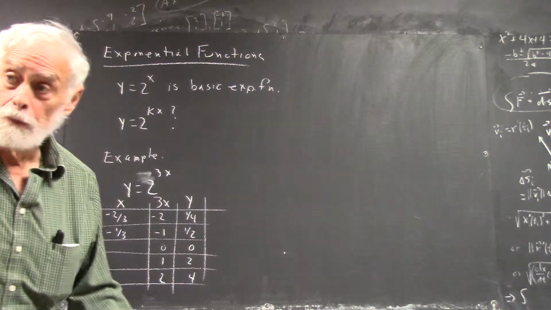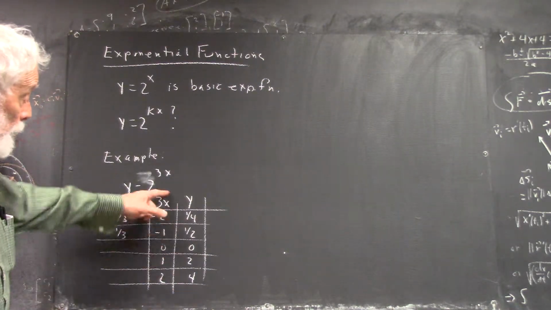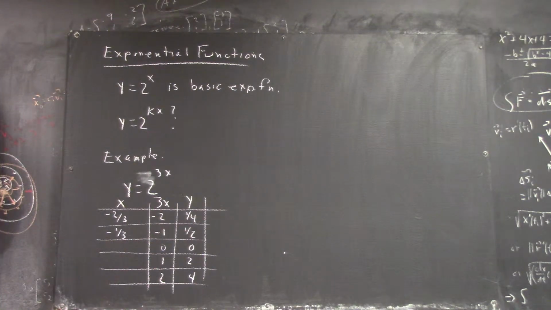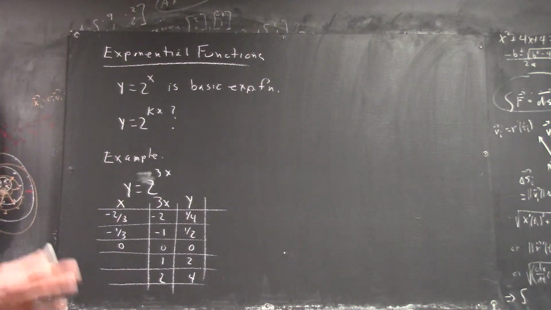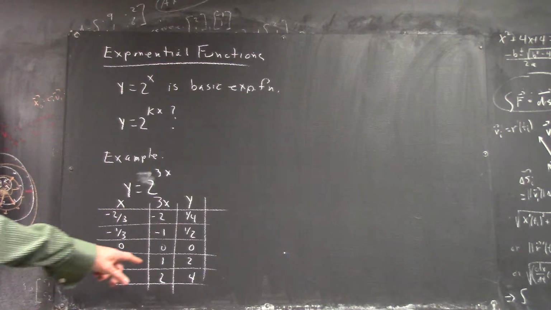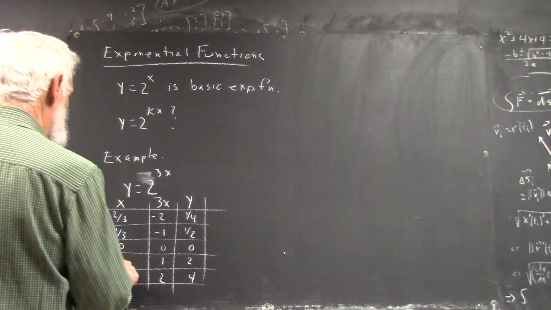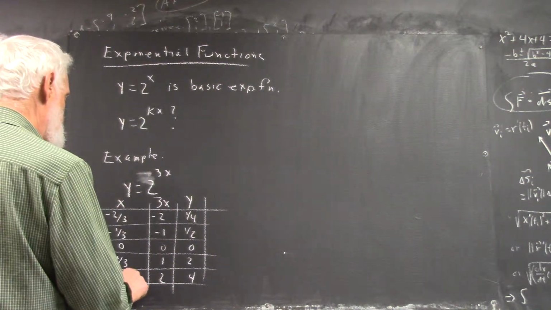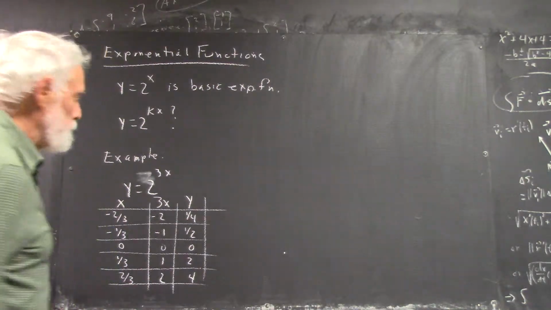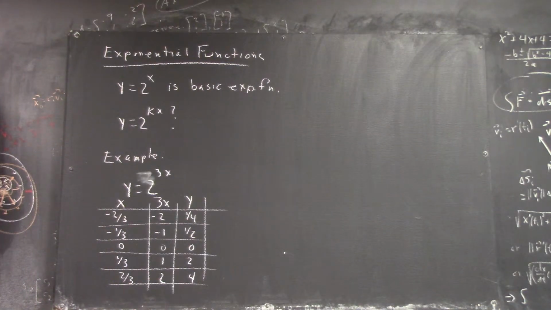Now here's a tough one. If 3x is 0, what's x? 0. Okay, yeah, well, you nailed it, good. Well, I knew you were going to get that one. And if 3x is 1, x is 1/3. If 3x is 2, x is 2/3, right?